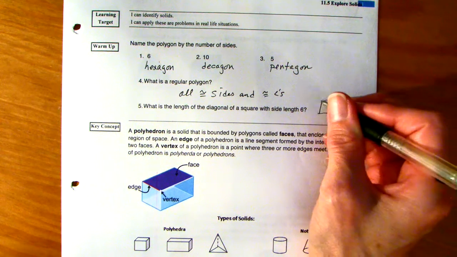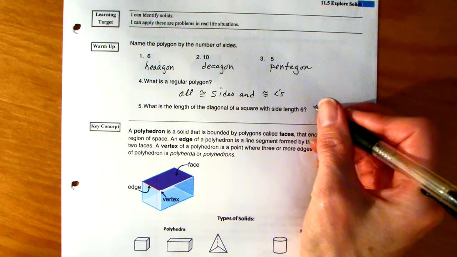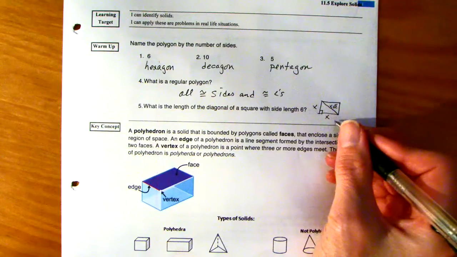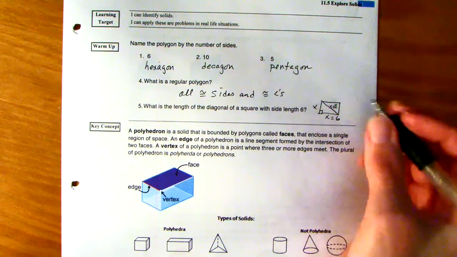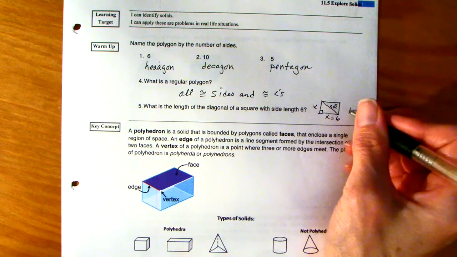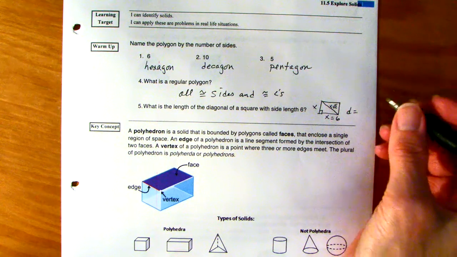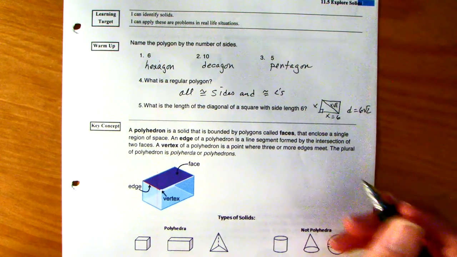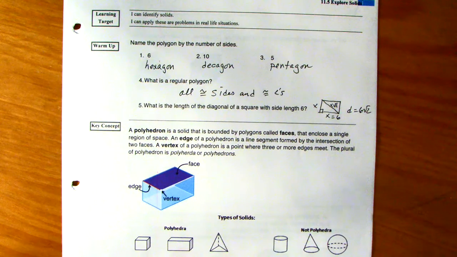What is the length of the diagonal of a square with a side length 6? All right, so that's my square. So remember x square root of 2. So if x is equal to 6, the diagonal is equal to 6 square root of 2. Okay, so it's our special right triangle, x square root of 2.